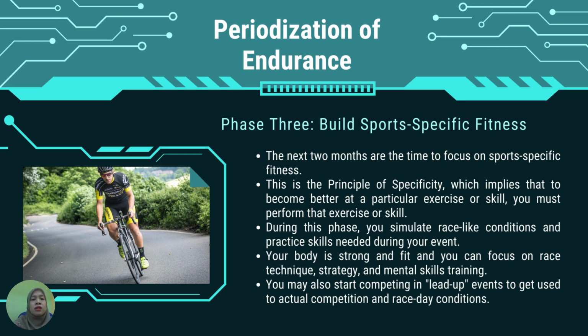The third phase is to build sport-specific fitness. The next 2 months are the time to focus on sport-specific fitness. This is the principle of specificity, which implies that to become better at a particular exercise or skill, you must perform that exercise or skill. During this phase, you simulate race-like conditions and practice skills needed during your event. Your body is strong and fit and you can focus on race technique, strategy and mental skills. You may also start competing in lead-up events to get used to actual competition and race day conditions.